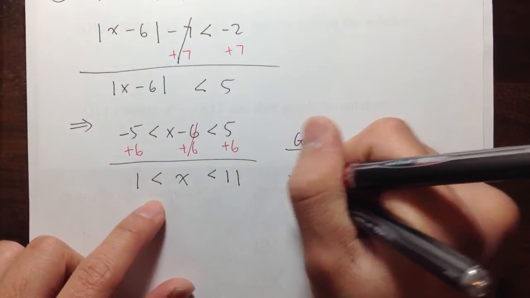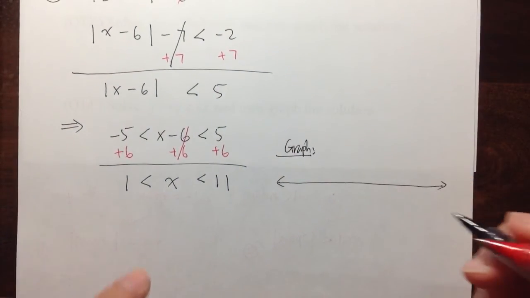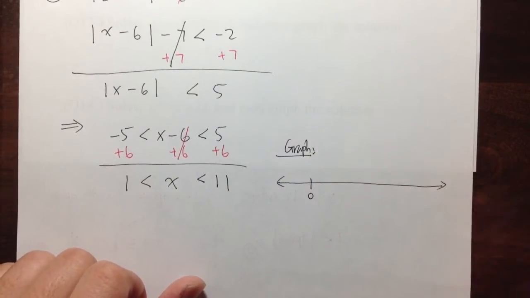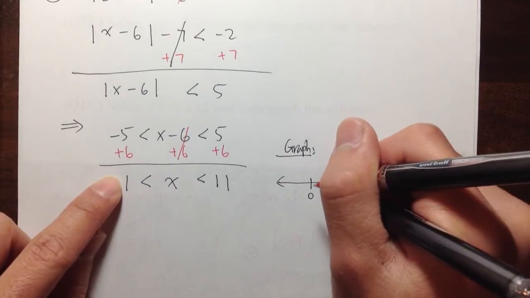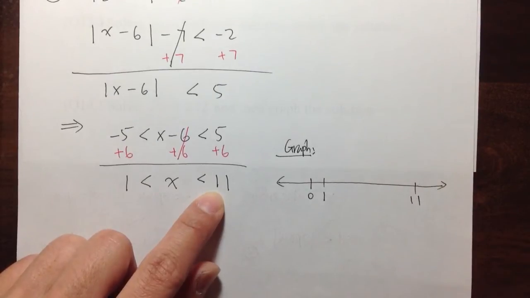And there are two ways to graph it, but I'll show you both. So the first way is, you draw a number line first, and then I want to indicate where my 0 is. Let's say this is my 0. And then let me label the 1, and then let me label the 11. Let's say the 11 is right here.